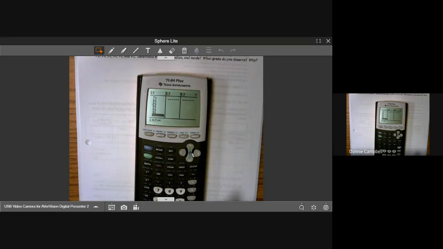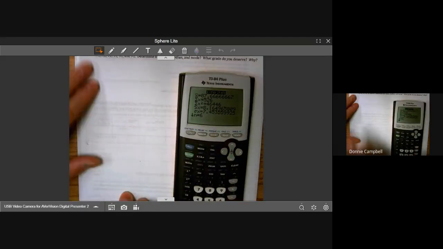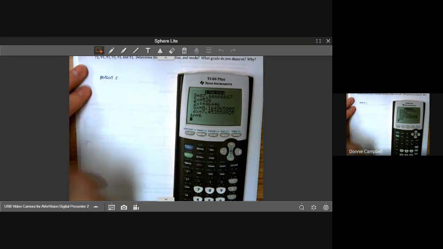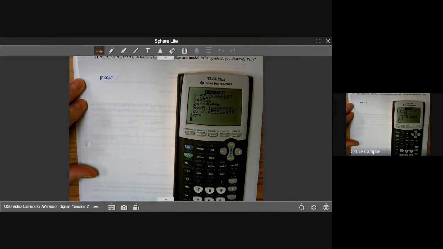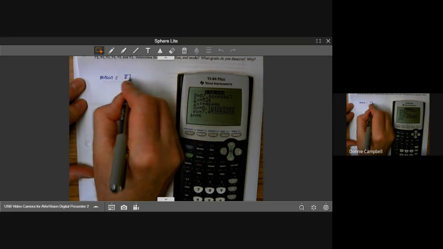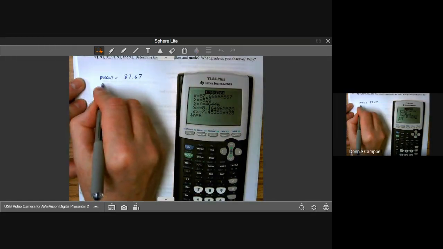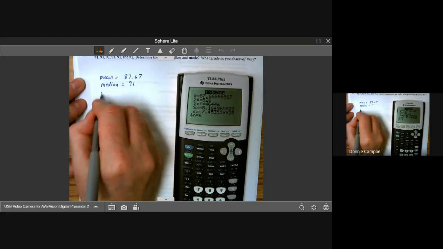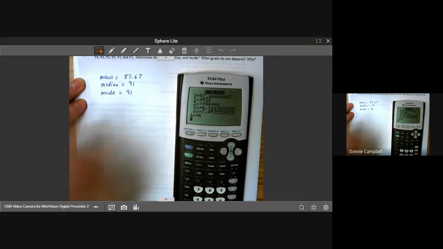Okay. Then I want you to find the mean, median, and mode. So I go to stat, arrow over to calc, and hit number 1, one variable stats, and hit enter 3 times. 1, 2, 3. Okay, so my mean is equal to 87.67. My median is equal to 91. And my mode is also 91.